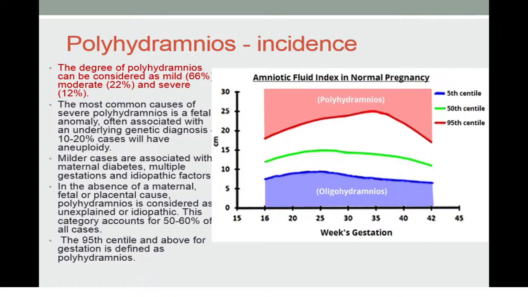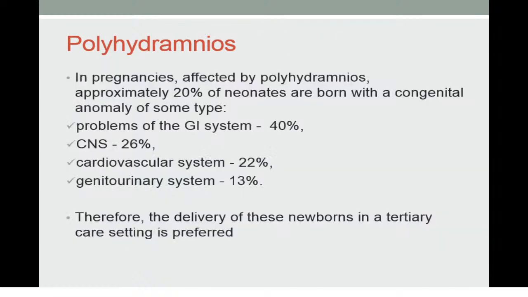In the absence of a maternal or fetal cause, polyhydramnios is considered unexplained or idiopathic. The 95th centile and above for gestation is defined as polyhydramnios, as shown in this picture.